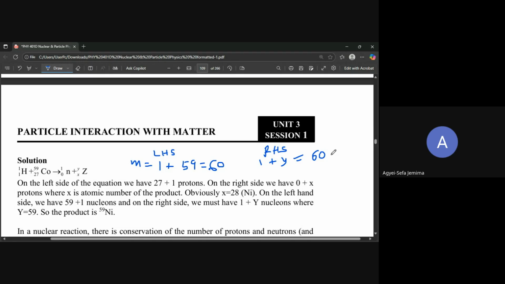Okay, so at the end, when you make Y the subject, Y will be equal to 60 minus 1. At the end of the day, you are having it to be 59.